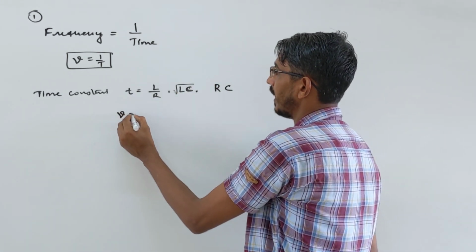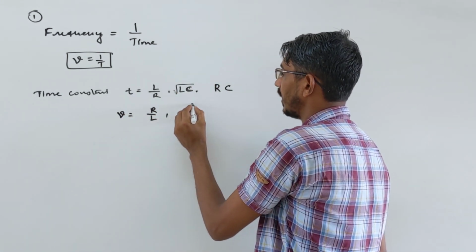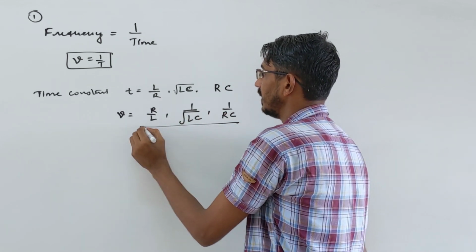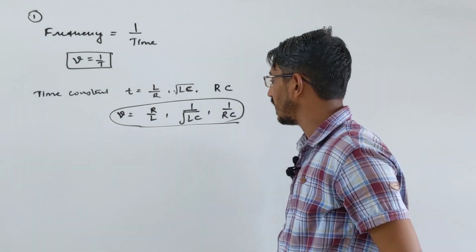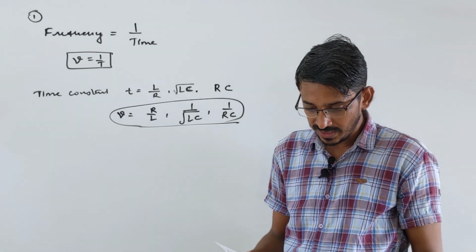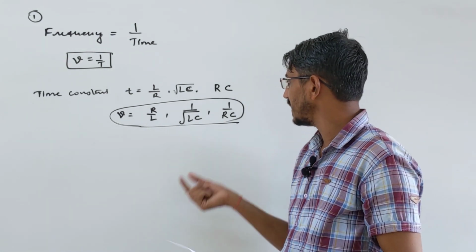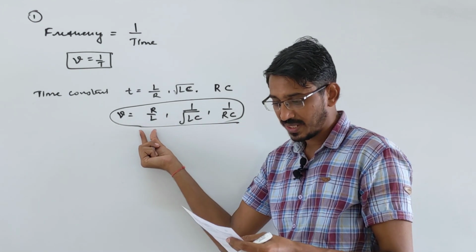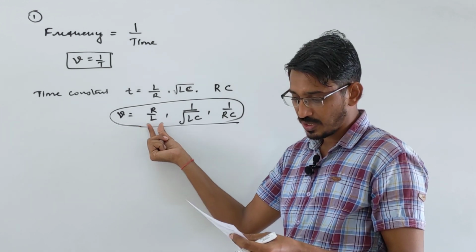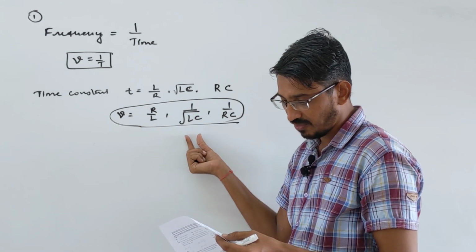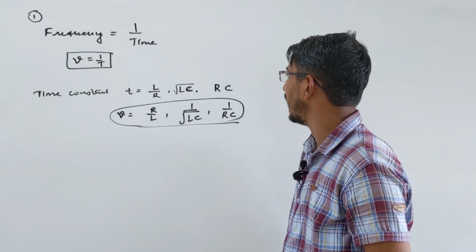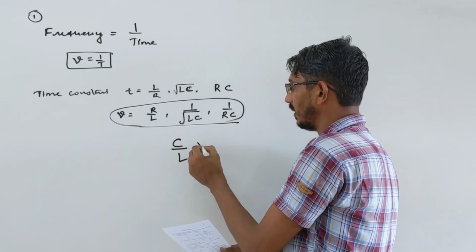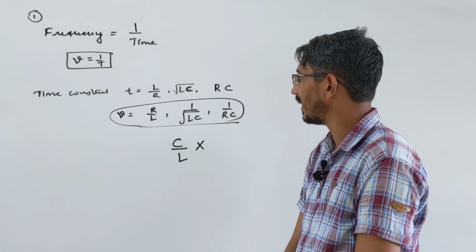Means frequency you can write as R by L, you can write 1 by root LC, or we can write 1 by RC. These give the dimension of frequency. In our options, 1 by RC is given, yes, this is a dimension of frequency. R by L is given in the second option, that is also correct. 1 by root LC is given in the third option. The fourth option is wrong: they said frequency is equal to C by L. No, this is not frequency, correct?